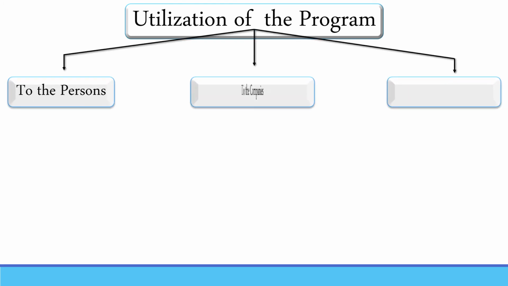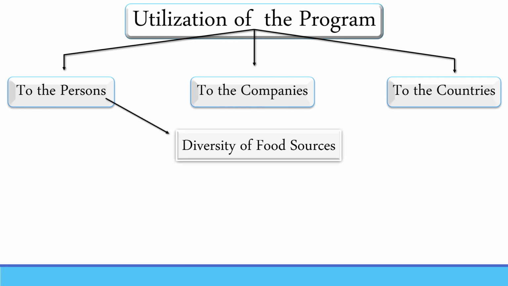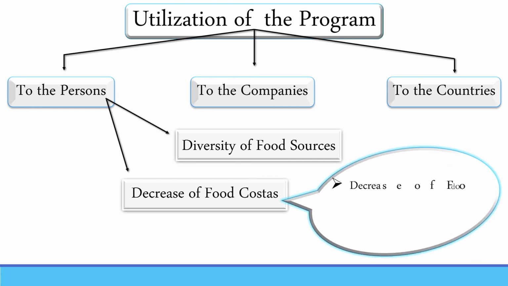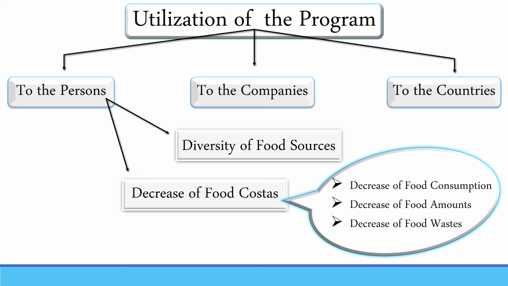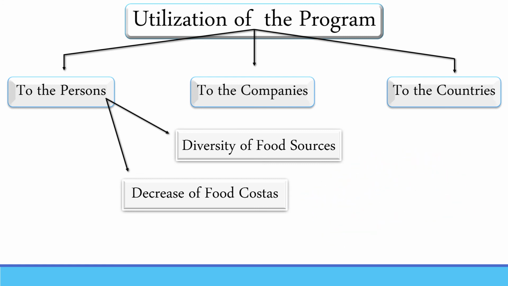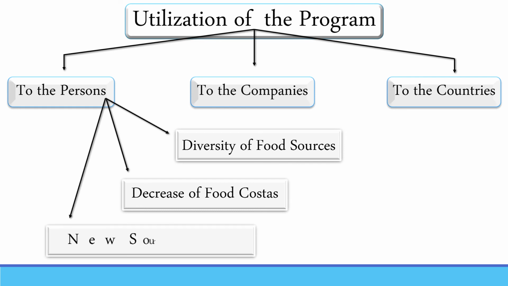So, what is the utilization of this program? Besides preservation of the environment, improving the health of citizens, and decrease of food costs in general, I divided this utilization into three parts: to the persons, to the companies, and to the countries. To the persons, we can see that in number one, diversity of food sources. Number two, decrease of food costs from decrease of food consumption, food amounts, and food wastes. And we will have new sources of financial income like producing some products from the wastes, biofuel for example.